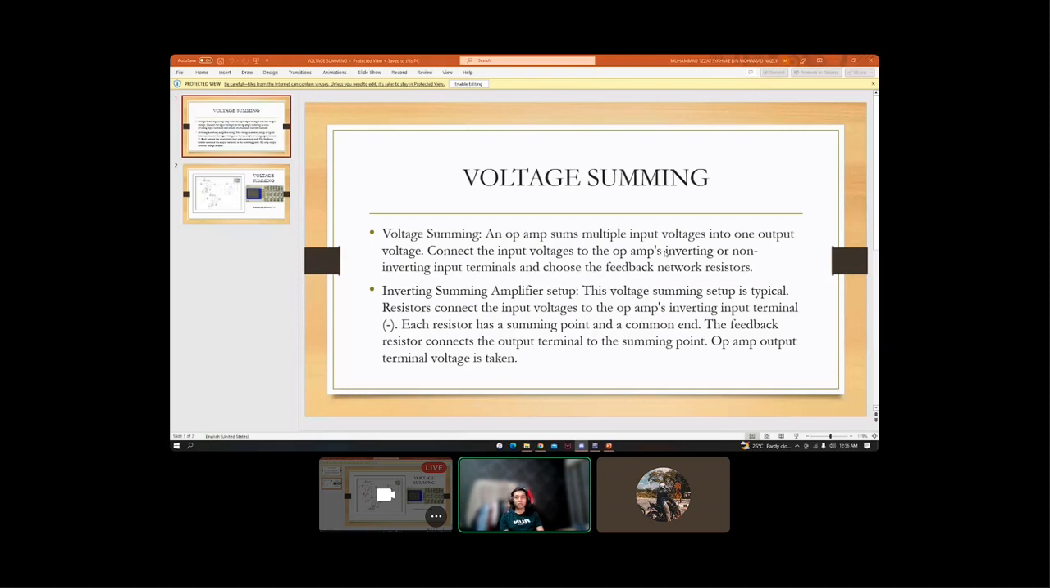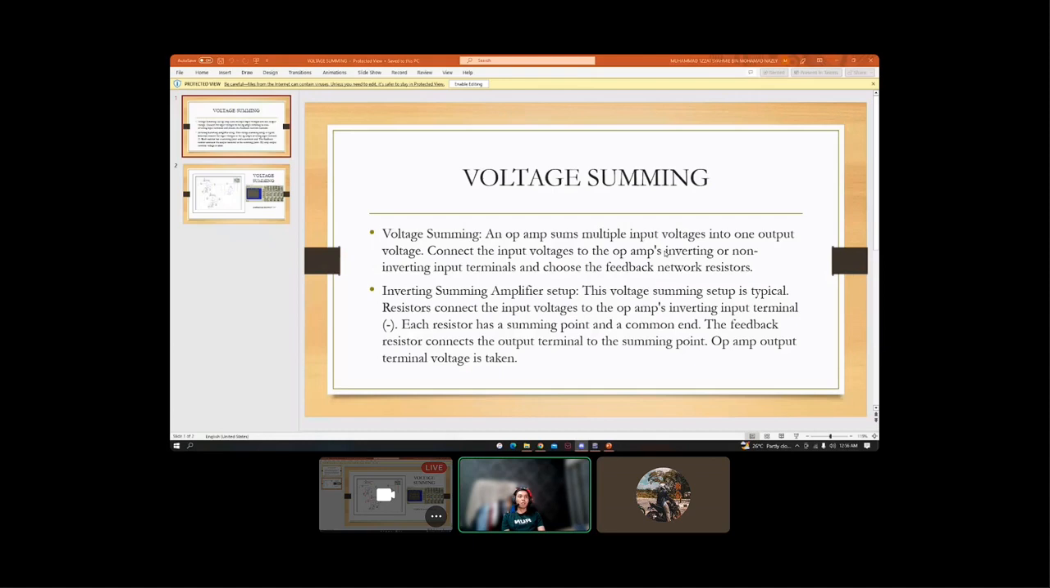So in this project, my part is voltage summing. So what is voltage summing? Voltage summing is an op amp circuit that sums multiple input voltages into one output voltage. It connects the input voltages to the op amp's inverting or non-inverting input terminal and chooses the feedback network resistor.